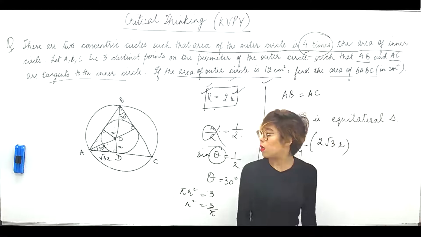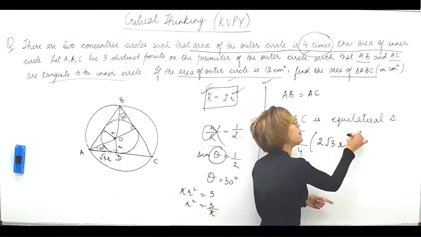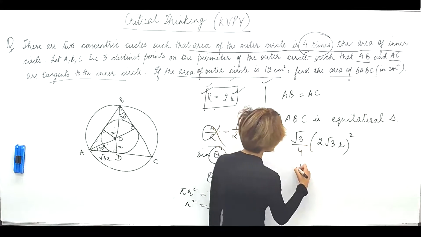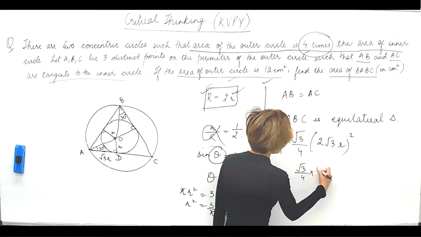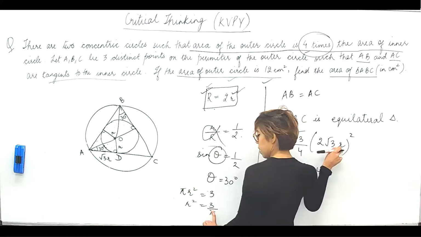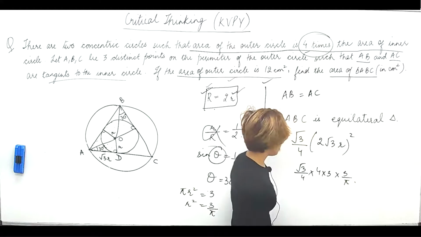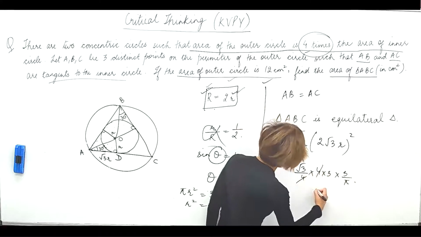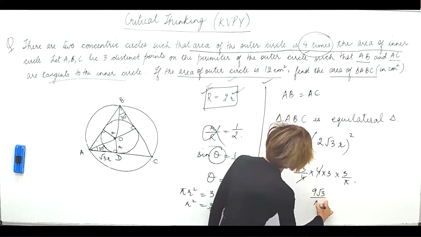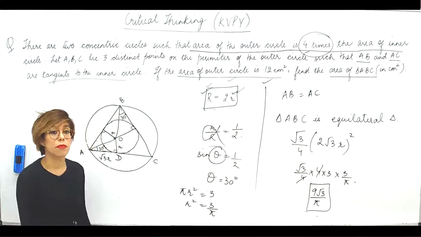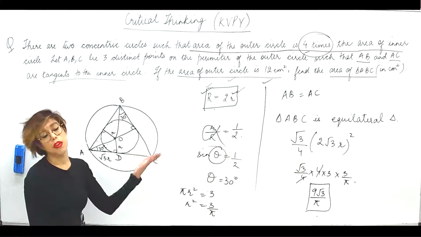No, I won't put it right now because I know that I have to square it here. I know that. Then I will put the value of r square. Right? So square it up. So this is root 3 by 4 into 4 into 3 into r square. Now I'll write it into 3 by pi. Right? So something gets cancelled. So my answer is 9 root 3 by pi. The area of triangle ABC is 9 root 3 by pi centimeter square.